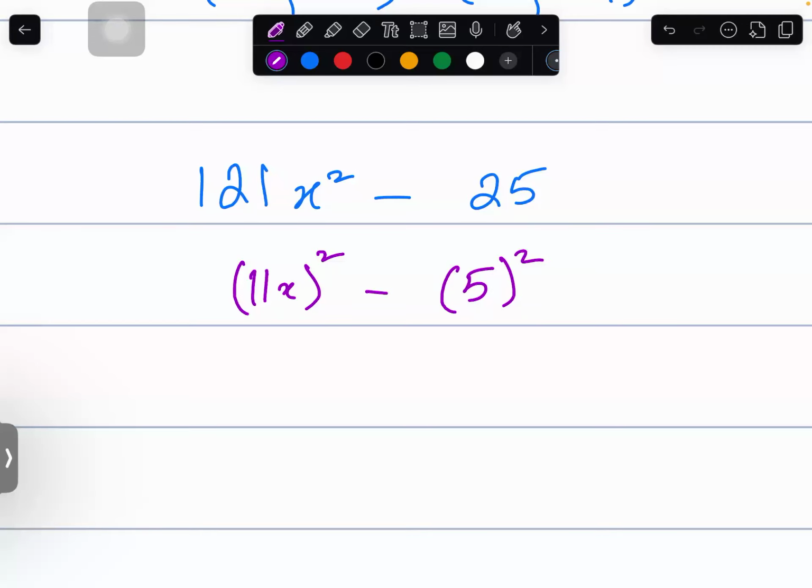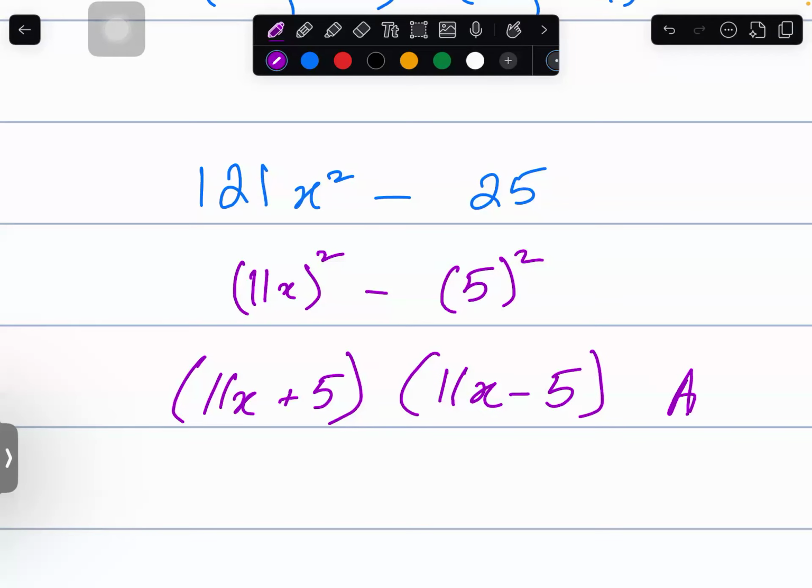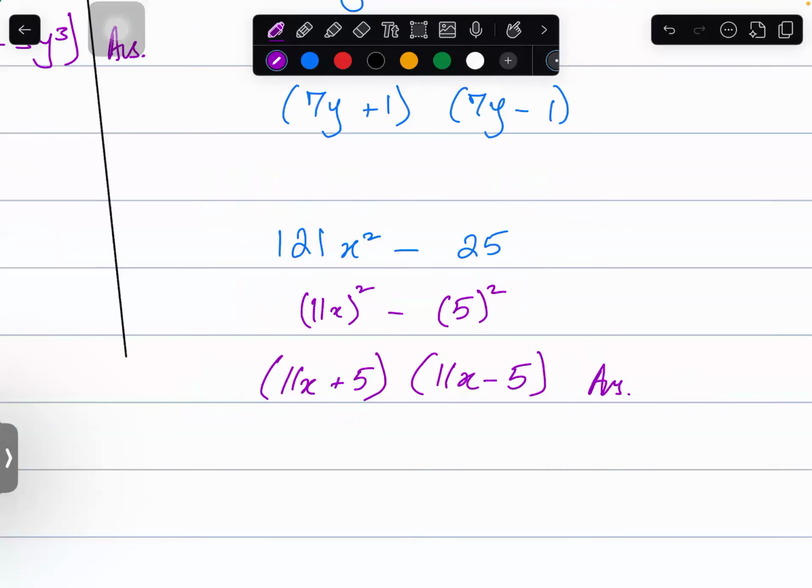Again, a square minus b square. It can be opened as a plus b and a minus b. And our a is 11x, b is 5. So a plus b and a minus b. This is going to be the answer for it.